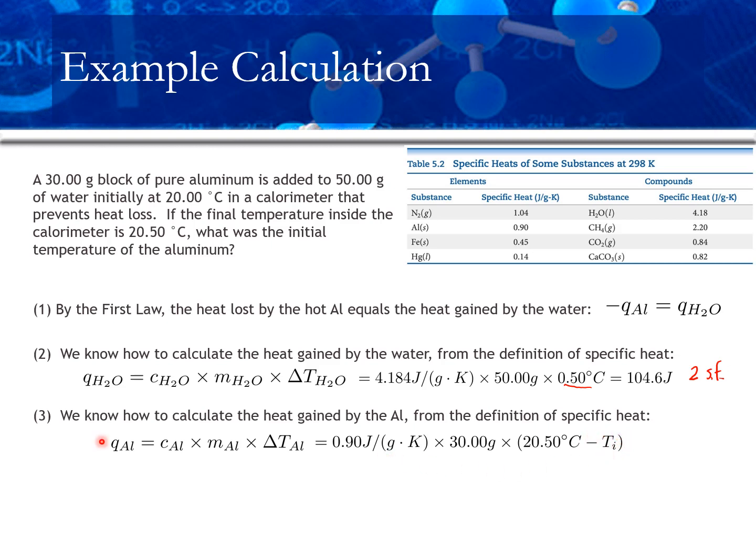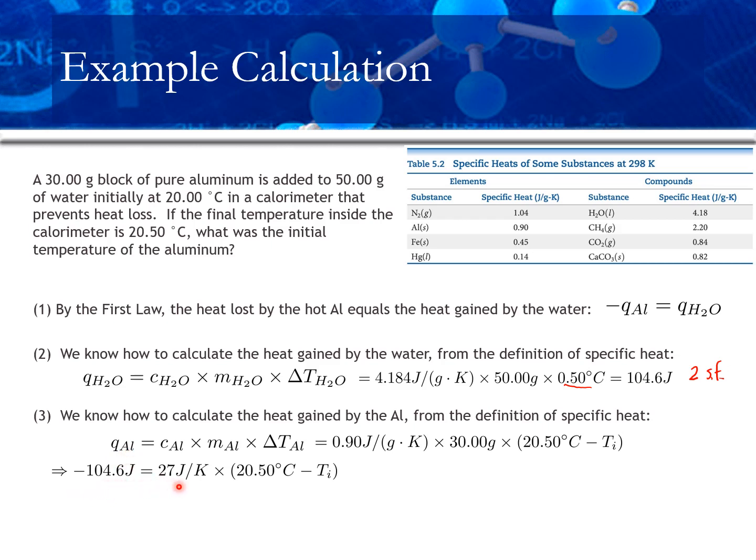So solving this partially, now notice that I've used the fact that Q aluminum is minus 104.6. Where'd the minus sign come from? It came from this equation, right? The heat lost by the aluminum is equal to the heat gained by the water. The heat gained by the water is 104.6. Therefore, the heat lost by the aluminum, minus Q, is 104.6. Therefore, Q, not minus Q, is minus 104.6.